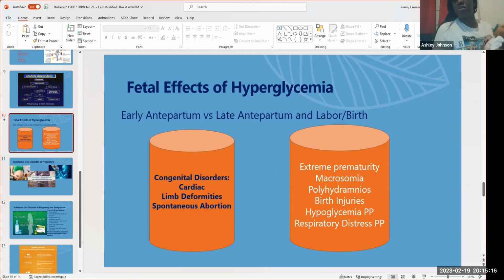Okay, so we do the glucose tolerance test, usually at week 28. If we suspect it based on client history, she's Hispanic, she's obese, she had it before, family history, then we might do it before 28 weeks. The glucose tolerance test lets us know if she can metabolize the glucose we give her.